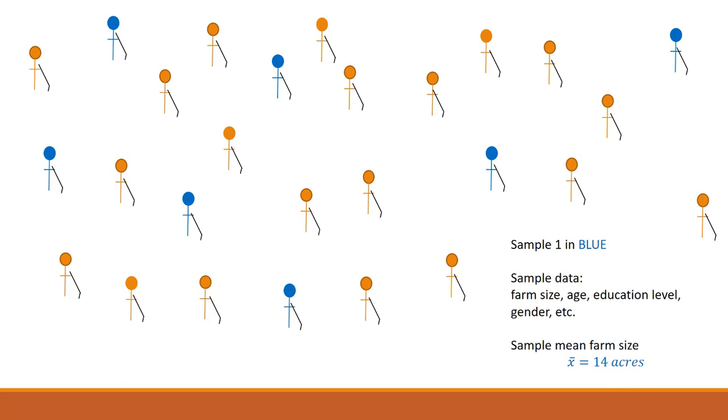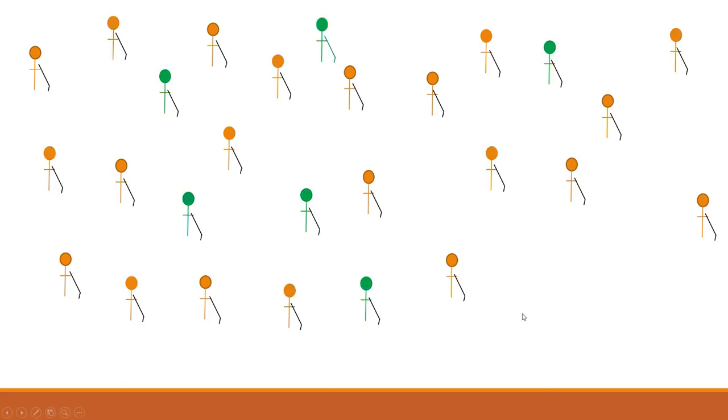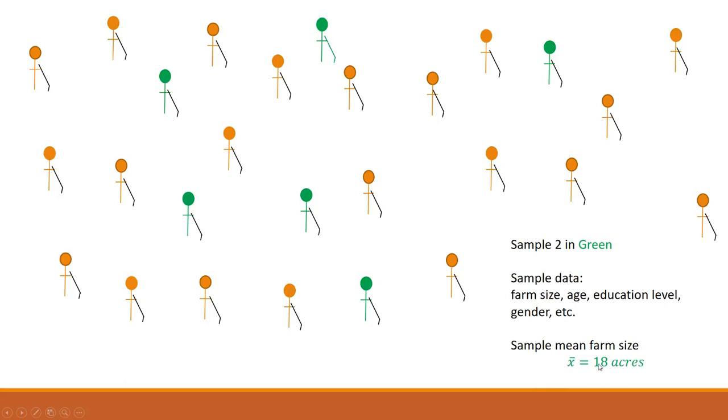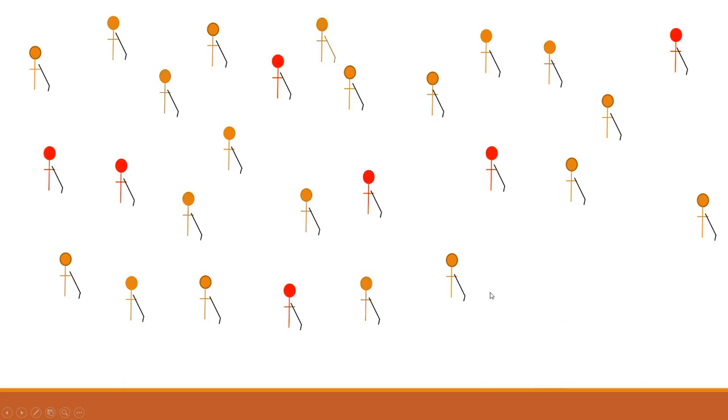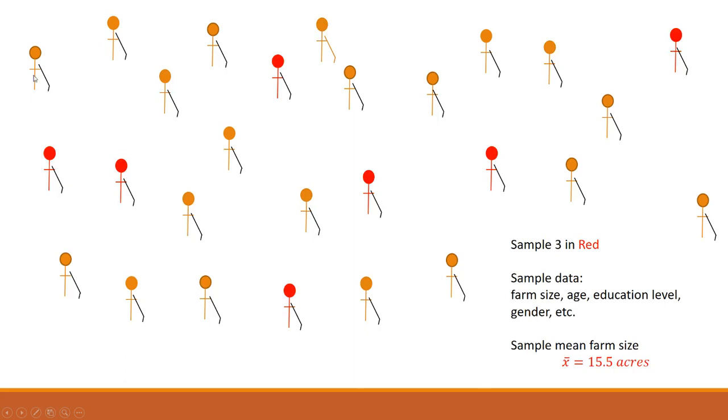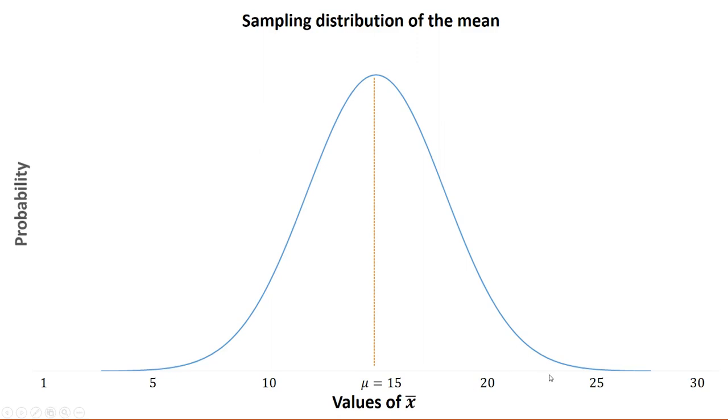Well, that is one observation of the random variable, the sample mean. It's one observation, but we can get another. Let's do another sample, the green farmers. We get a sample mean of 18. We go in, we collect data again. This time, the red farmers, all right? And we get a sample mean of 15.5. And we could keep going. We keep going and collecting different samples, and every time we collect different samples, we'll get a different sample mean. So the sample mean is a random variable. Every time we go and collect a sample, we get a different one. That means the sample mean has a distribution.